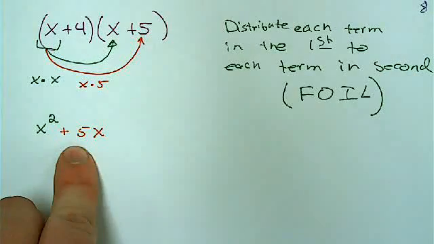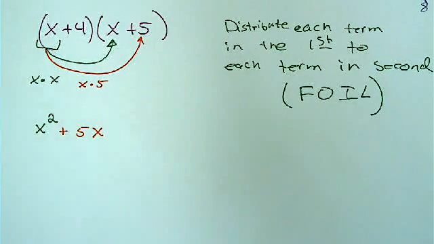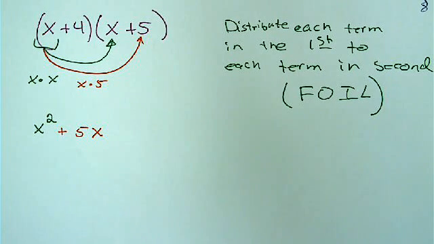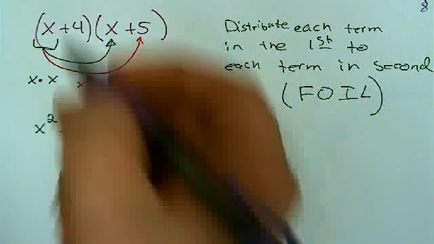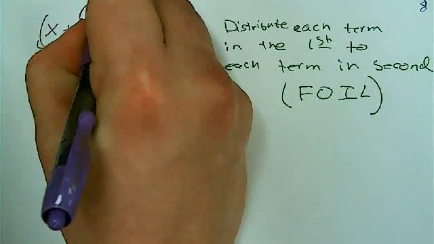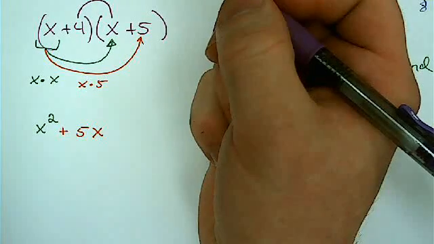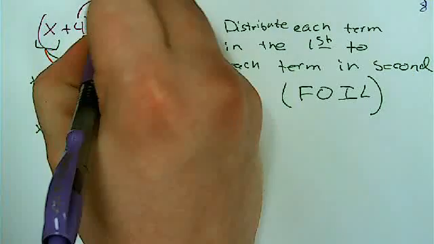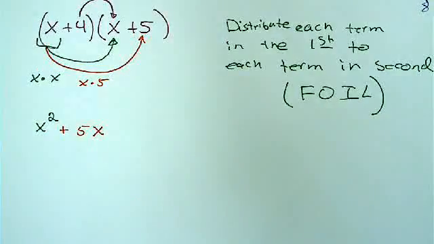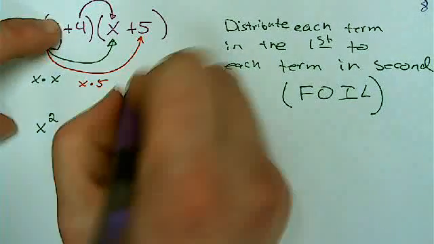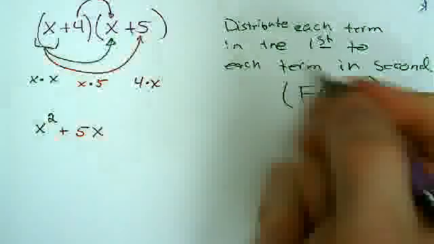Okay. Now I go to the 4 and I repeat, distributing the 4 over everybody in the second. Second term in the first over everyone in the second. So now it's the 4 times the x, which becomes 4x.